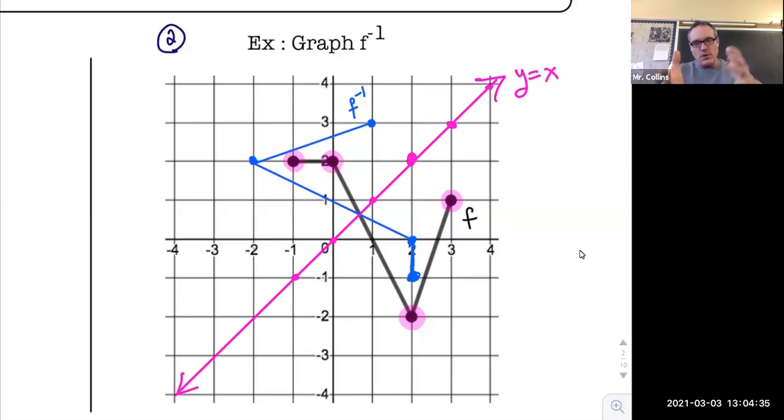So, those are goofy looking functions. In fact, the blue one there is not even a function, it's just a relation. But you could clearly see, if you kind of tilt your head sideways, there is a symmetry in the line y = x.